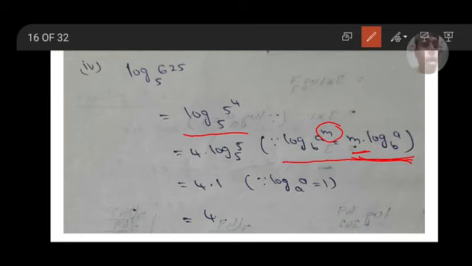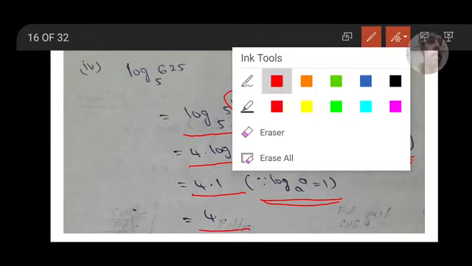So what is the m value here? 4. So 4 into log 5 to the base 5. And log 5 to the base 5, we have the property log a to the base a equals 1. Therefore log 5 to the base 5 is also 1. So 4 into 1 is 4. Okay.